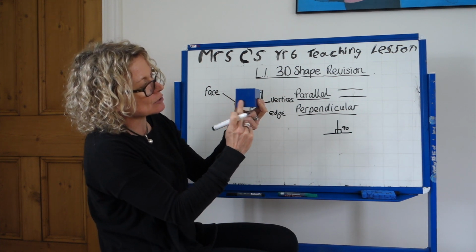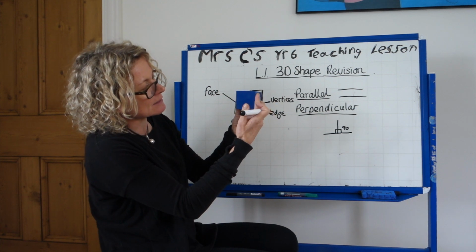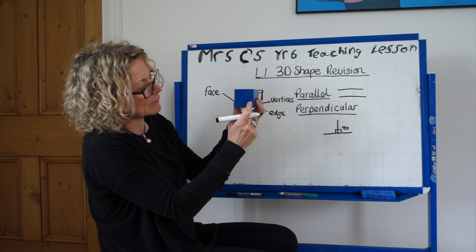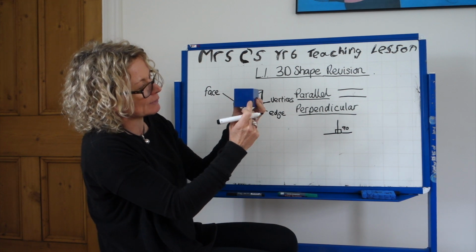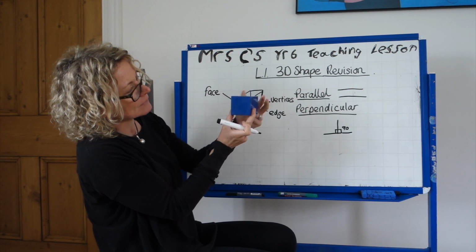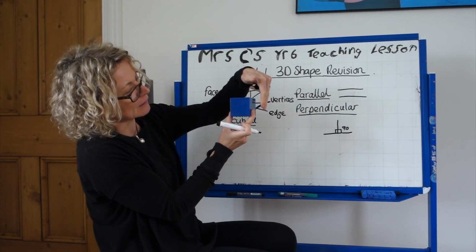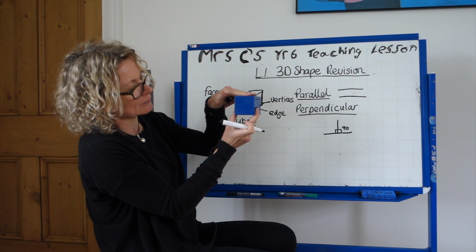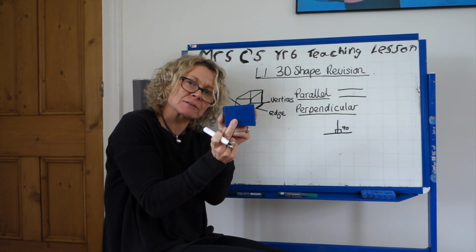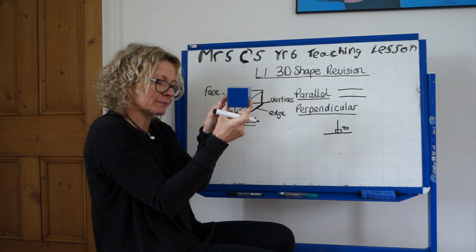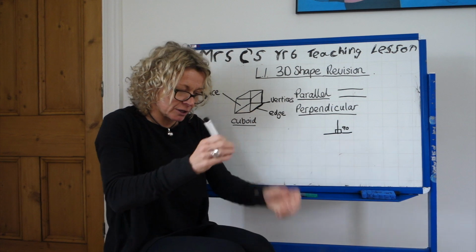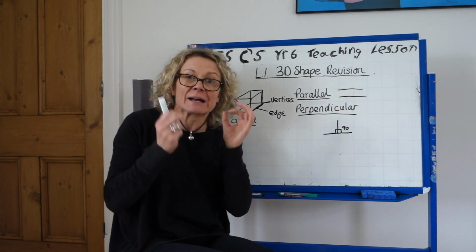So the face of this cuboid, this face and this face are perpendicular because they go off at a right angle from each other. So this face and this face, can you see? Here and here are perpendicular to each other. This face and this face are parallel to each other. Okay? Parallel and perpendicular.